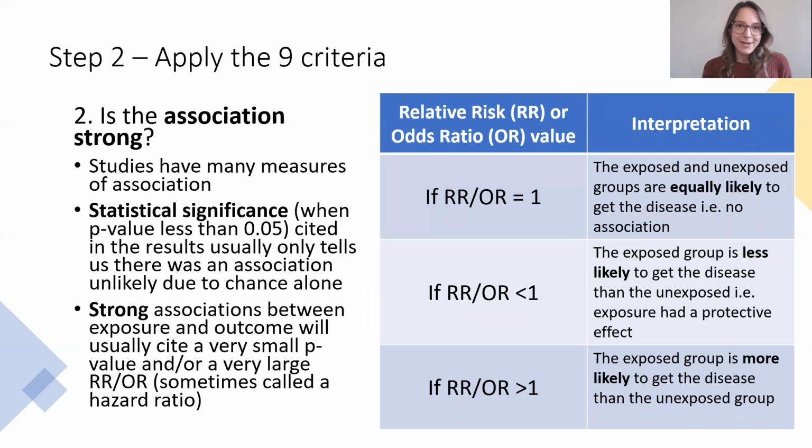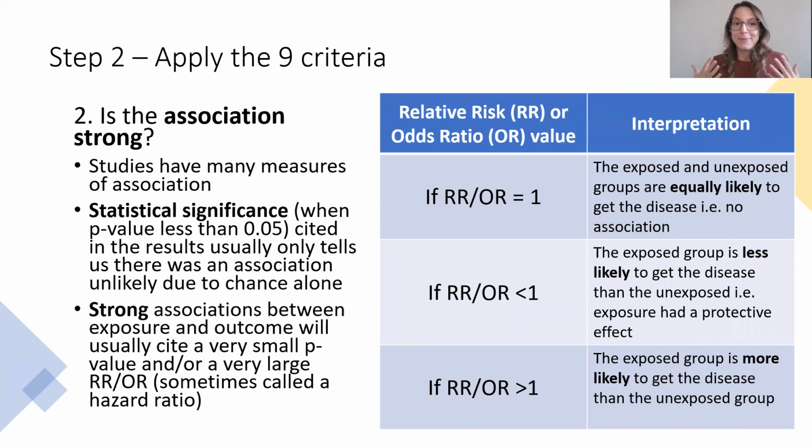So the first criteria out of the 9 is whether the association is strong. This sounds pretty simple, and yet when you're looking at different studies that are using a bunch of different methods and a bunch of different health indicators, it can actually get pretty messy and a little bit confusing to compare them. So we're going to try to simplify this as much as possible so that it's really clear and easy to follow along.